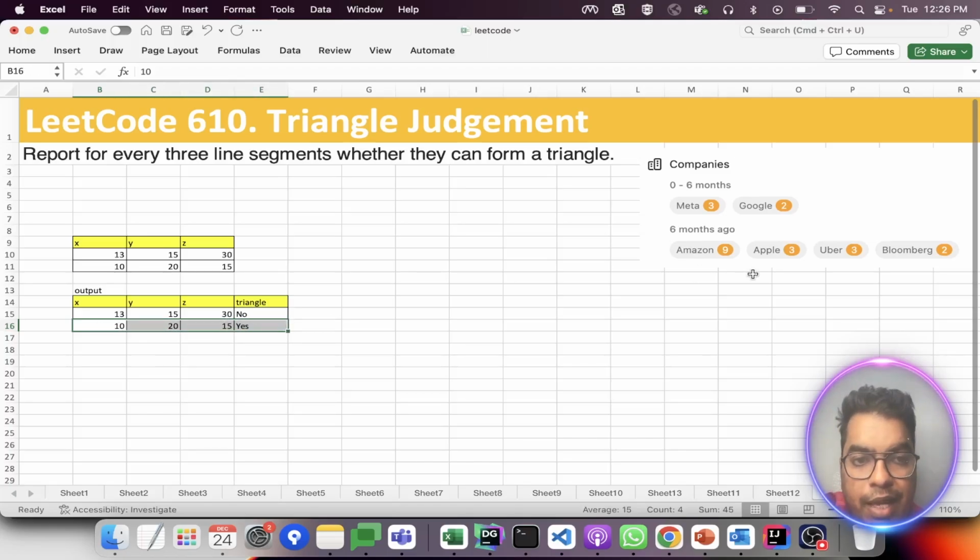In which companies has it been asked? It has been asked in Meta, Google, Amazon, Apple, Uber and Bloomberg. Rather than a SQL question, it's a maths question. Now let us go to the data grid and try to write this query.